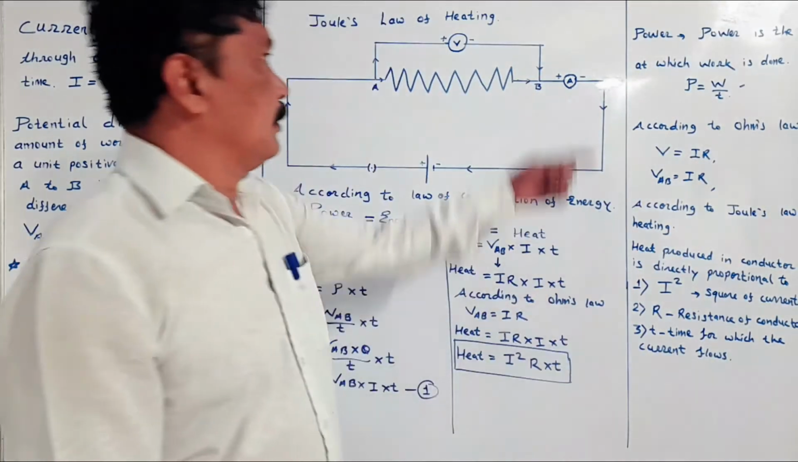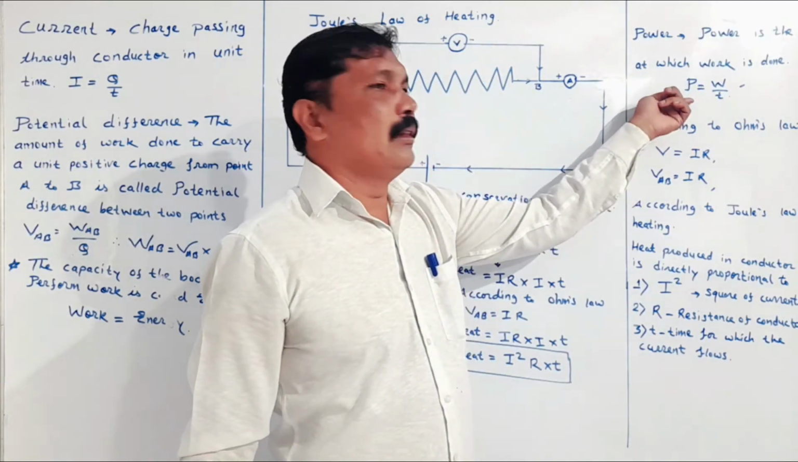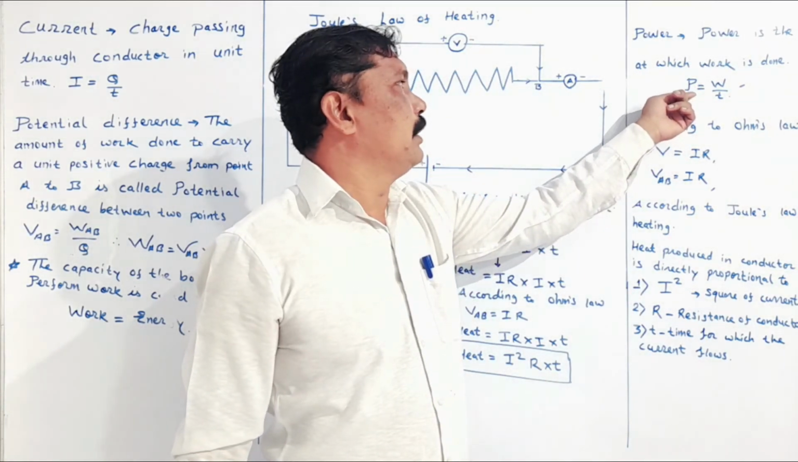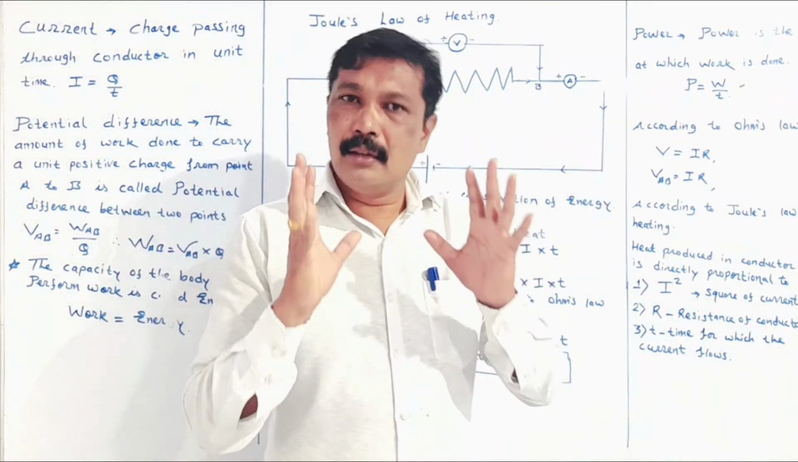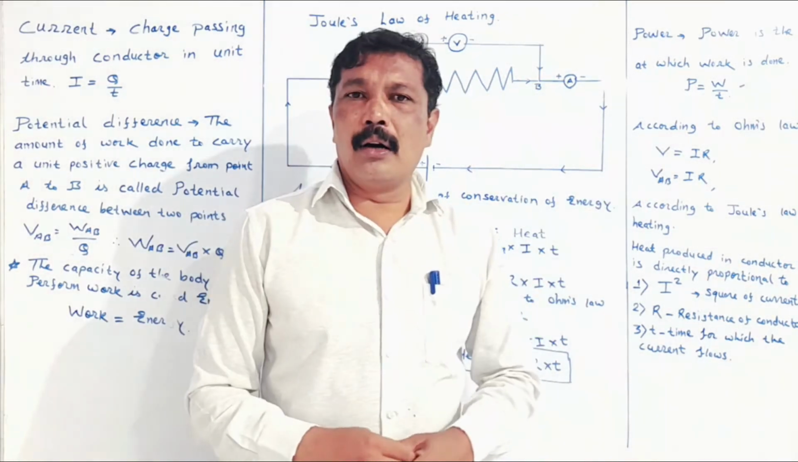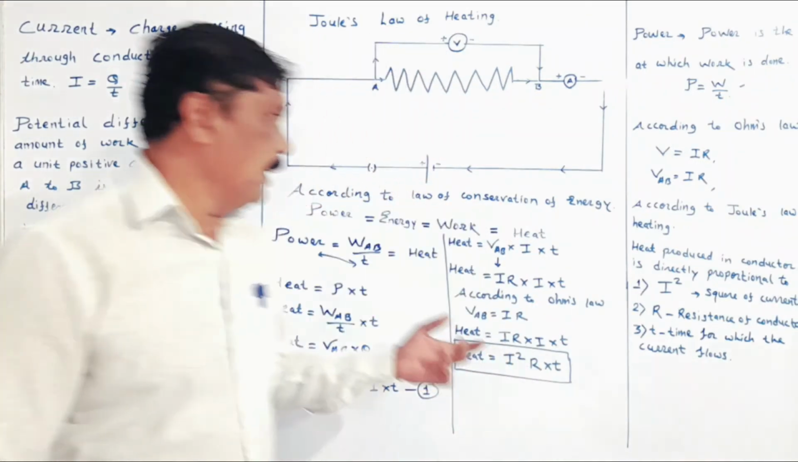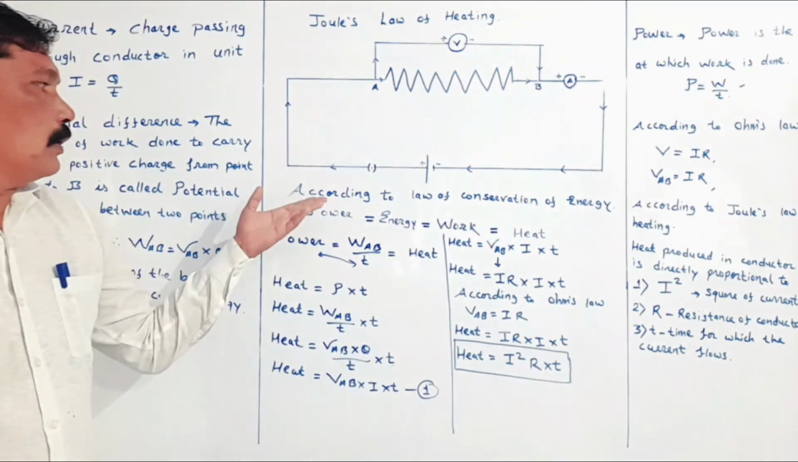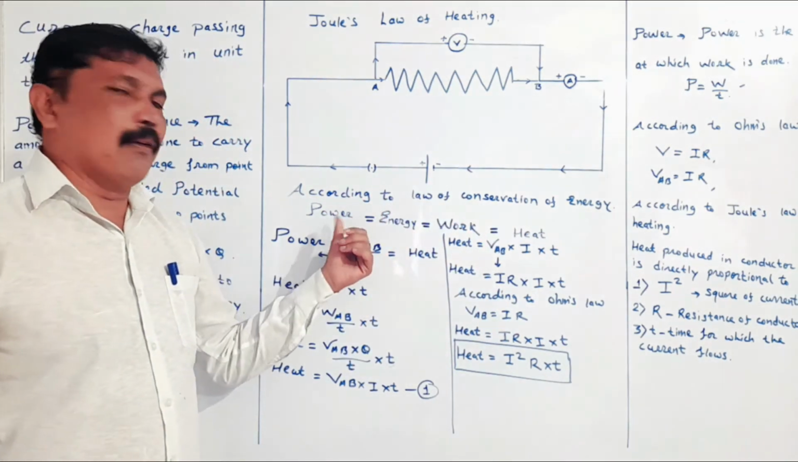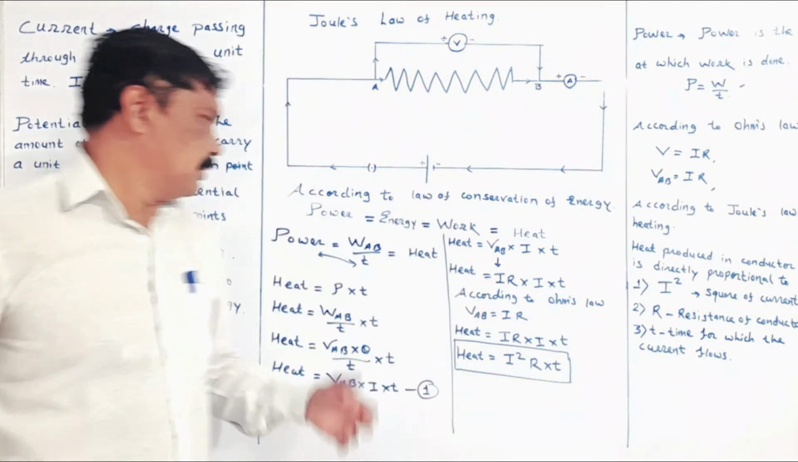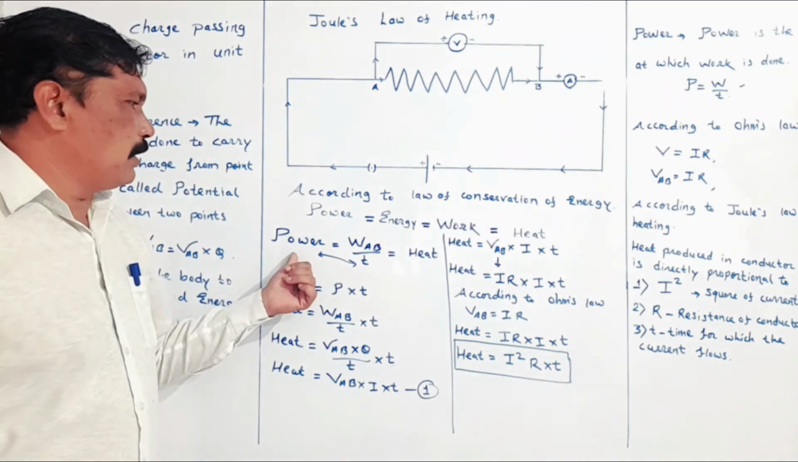My dear student, power is the rate at which work is done, and power can be calculated by P equals W by T. All this concept you have to understand properly. According to Ohm's law, we have studied V equals IR, which we also have to use. Then, according to the law of conservation of energy, heat, work, energy and power will be the same. Power is equal to heat.